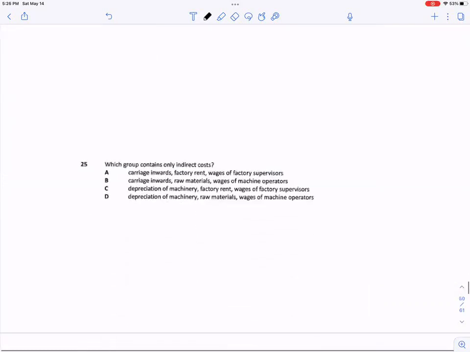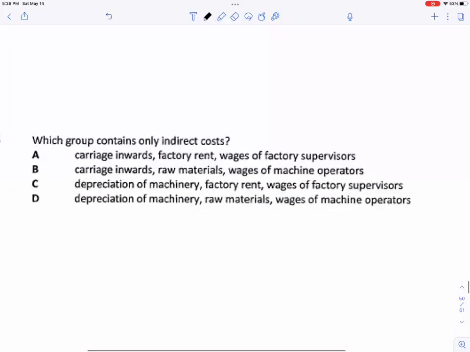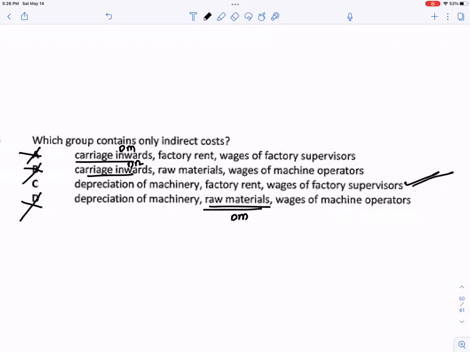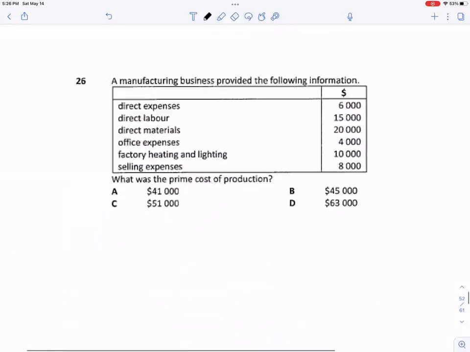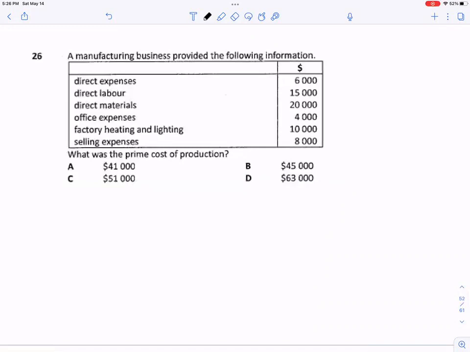Right. Which group contains only indirect costs? Carriage inward is direct material. Depreciation of machine, factory rent, wages of factory supervisors. I think C. This is raw material, direct material, so I will avoid this. And wages of machine operators, that's direct labor as well. Yeah, it's C.